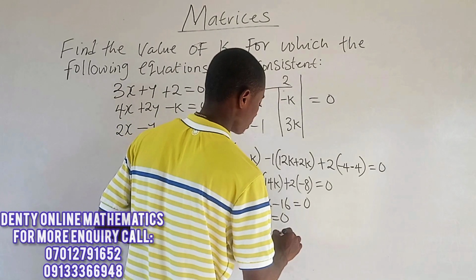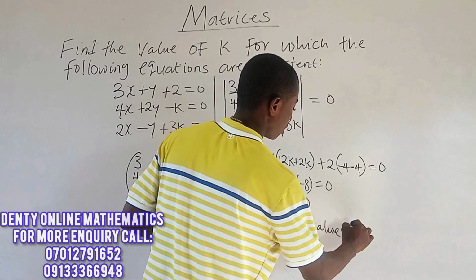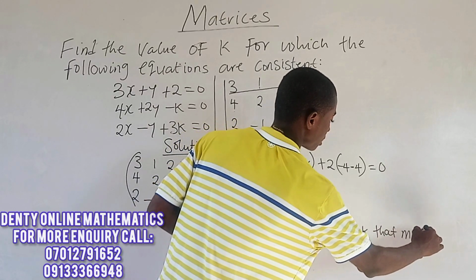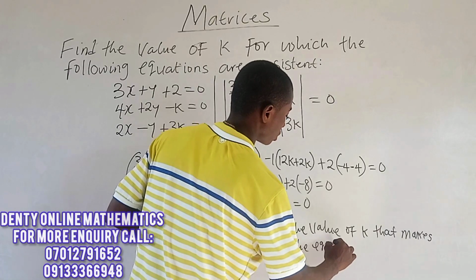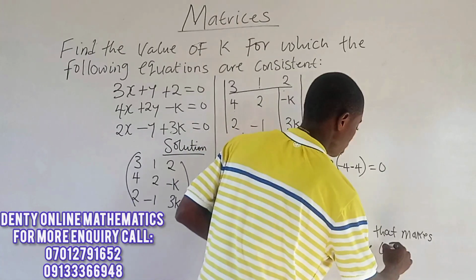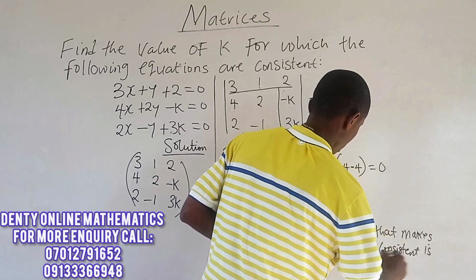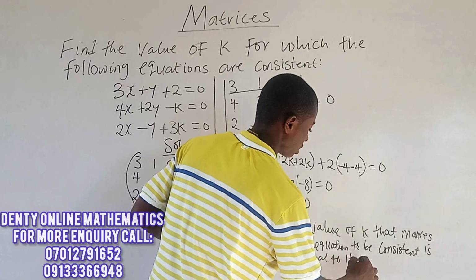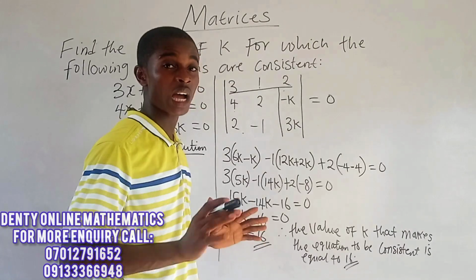So I can now say, therefore, the value of k that makes the equations consistent is equal to 16. You can see that's how I can finalize this question. You can see how simple it is.